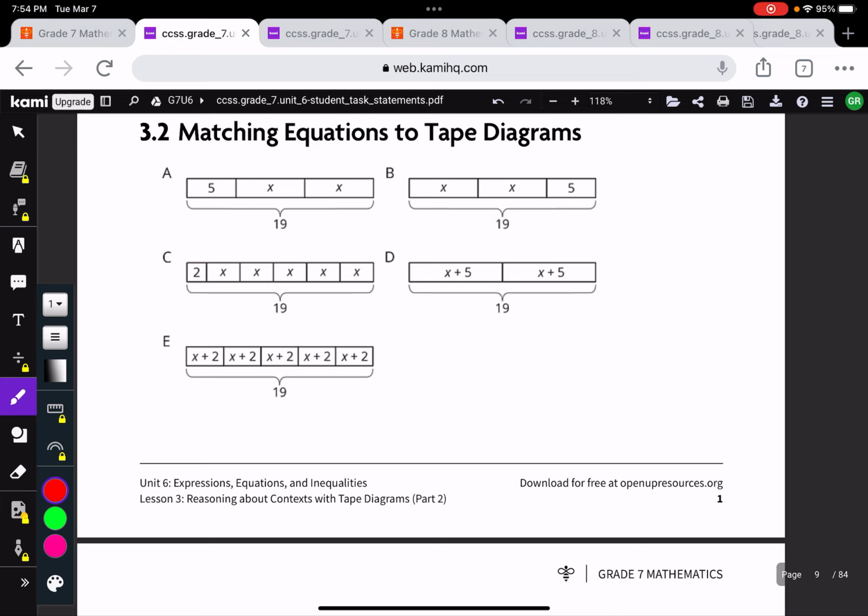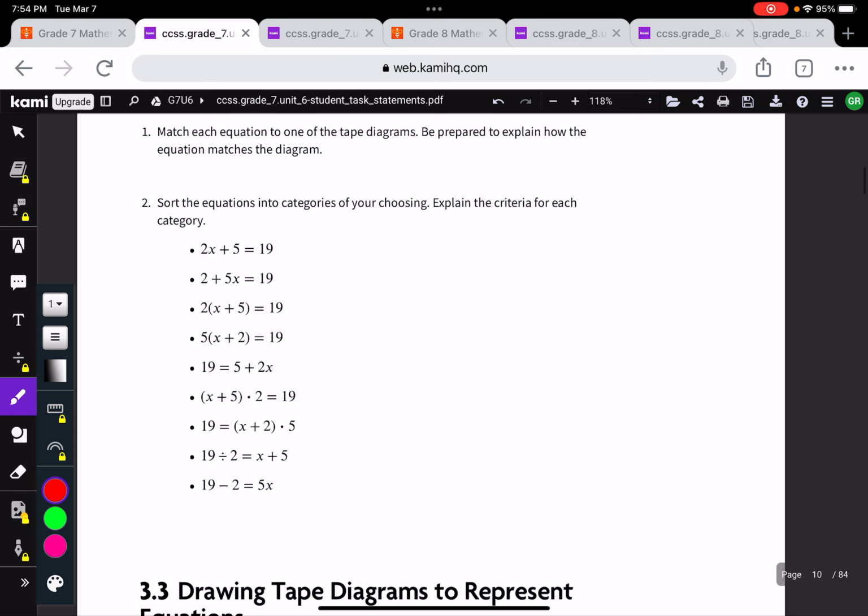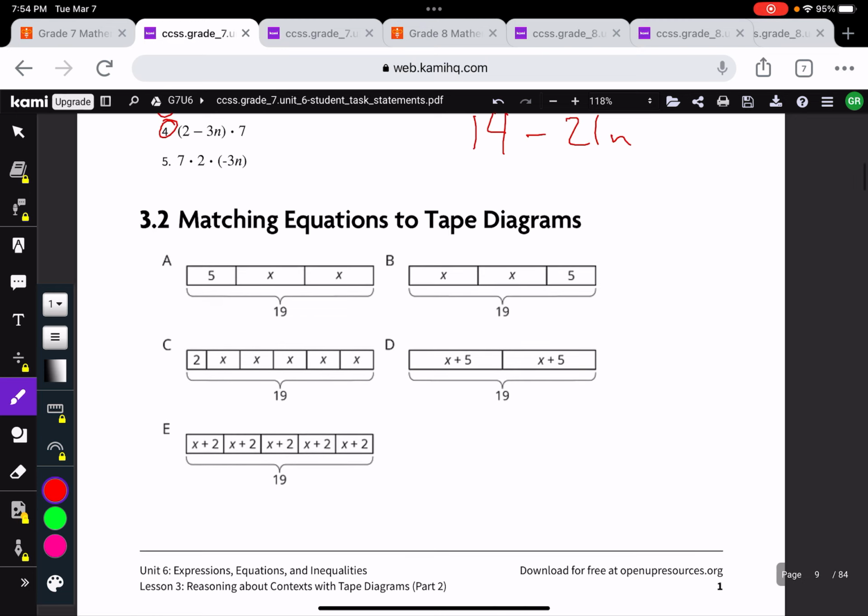So there are 1, 2, 3, 4, 5 tape diagrams down here. There's 1, 2, 3, 4, 5, 6, 7, 8, 9 equations. Each one of these equations goes with one of these tape diagrams.